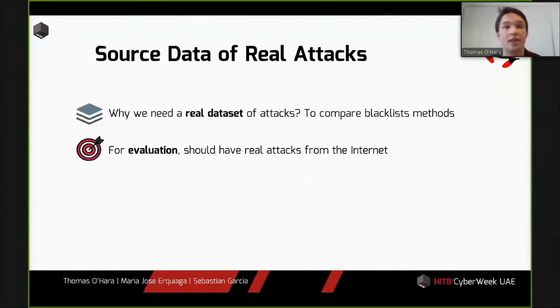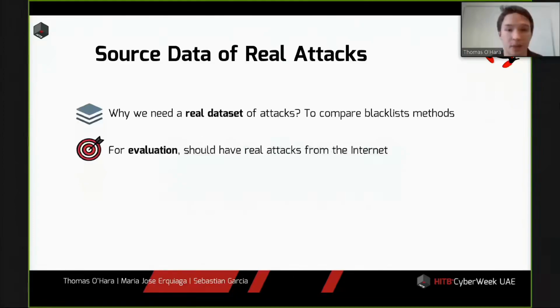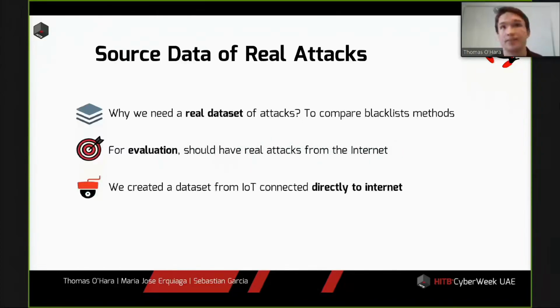So for any kind of proper evaluation, you're going to need a data set. In order to determine if a blacklist is capable of stopping common attacks on a particular network, that blacklist should be tested against a data set of real attacks from that network. So, for example, if we want to protect IoT devices exposed directly to the internet, we should have a data set of attacks on those IoT. So we created a data set from IoT that is directly connected to the internet, which in fact, is what we use to evaluate our own blacklisting methodologies, both of which we will be presenting here.